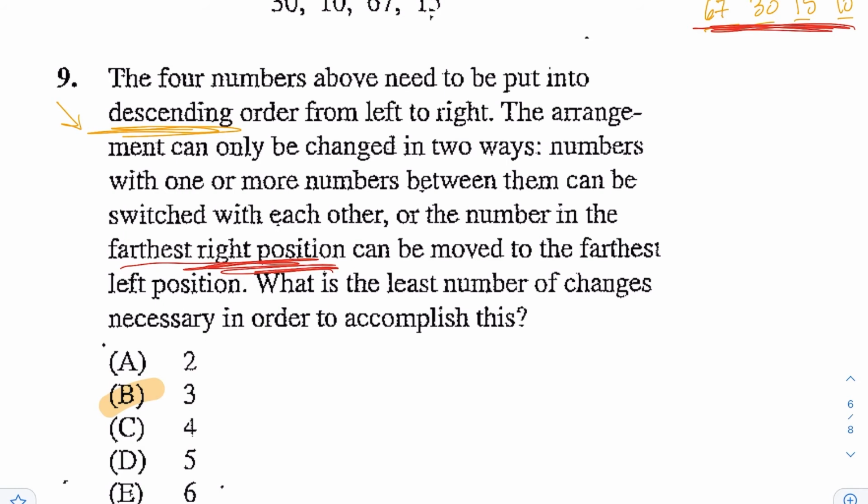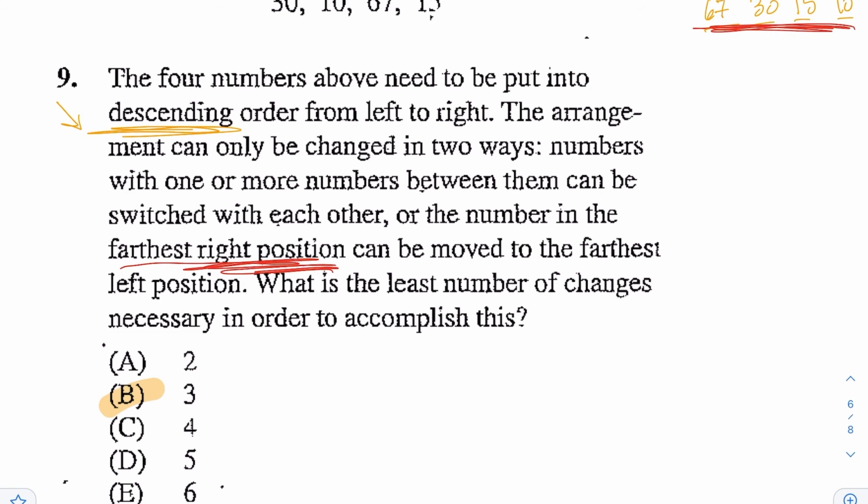All right, so then the other option is to somehow put, let's say if we were to put the 67 first, or actually we can put the 15 first. So then it'll be 15, 30, 10, 67. And then 67, you can switch to the first position.